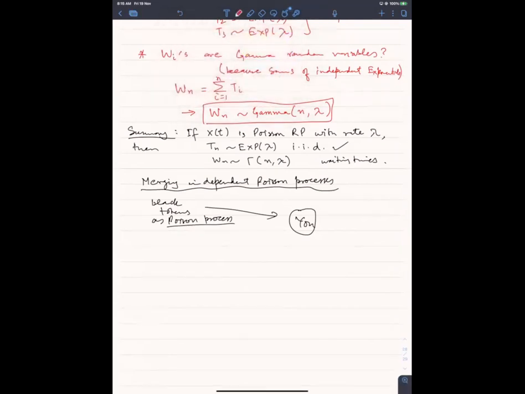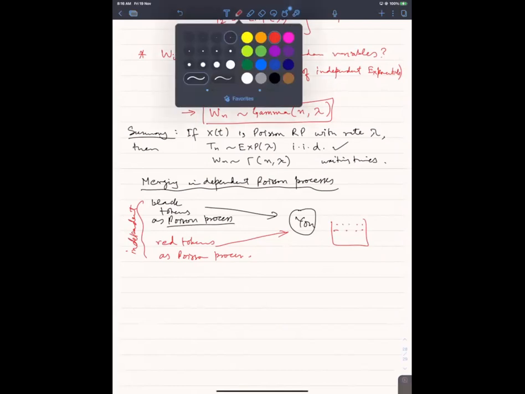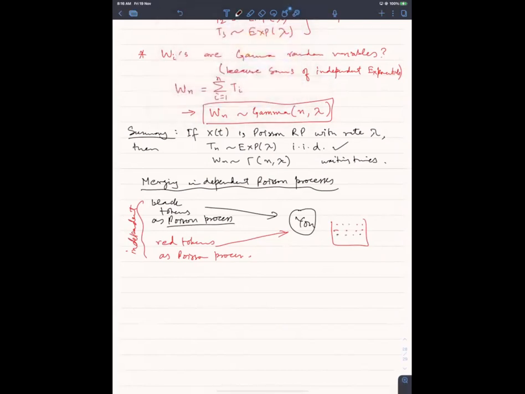Now, let's say from another source, you are receiving red tokens. You are receiving red tokens also as a Poisson process. And these two are independent. They are independent of each other. The black ones come from one source, the red ones come from a different source. So you have a bucket here, and you are collecting these red tokens and you are also collecting these black tokens.